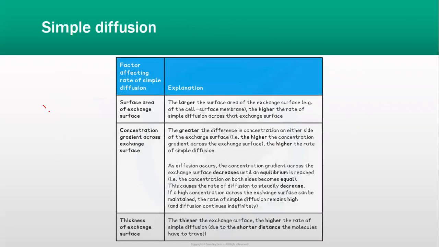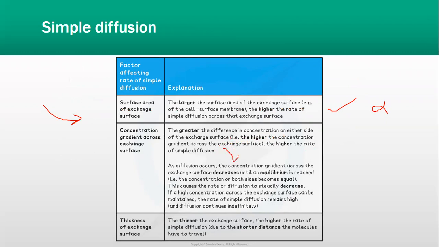Now, we've done this in IGCSE as well. So, surface area: the larger the surface area of the exchange surface, the higher the rate of simple diffusion across the exchange surface. These are directly proportional. The greater the difference in concentration on either side of the exchange surface, the higher the concentration gradient, the higher the rate of simple diffusion.